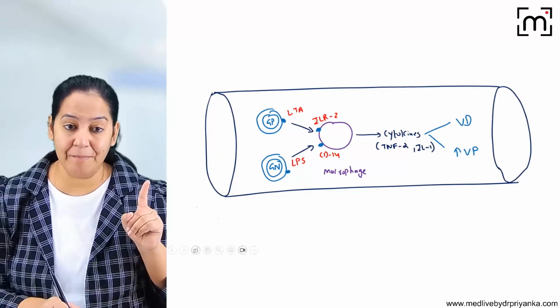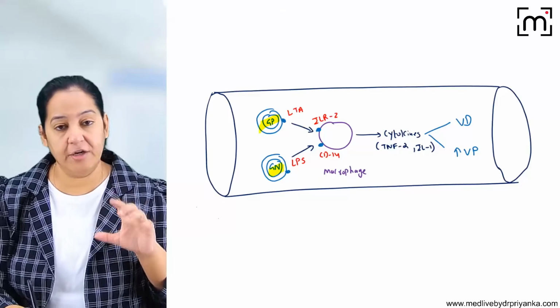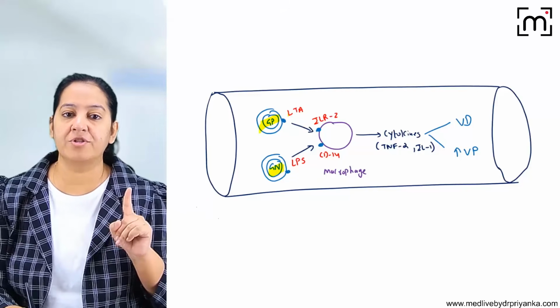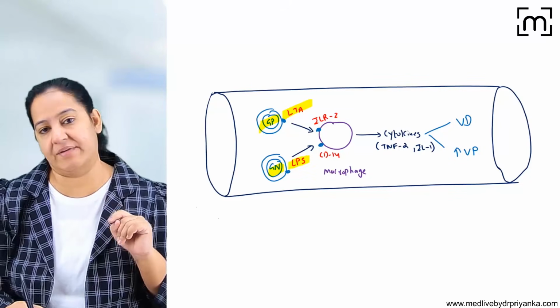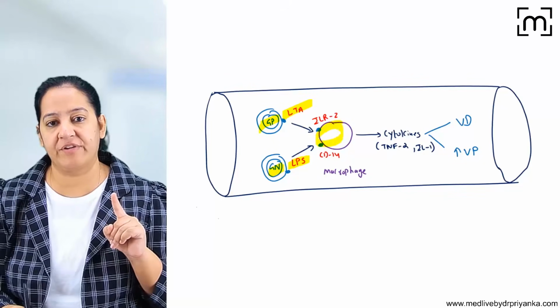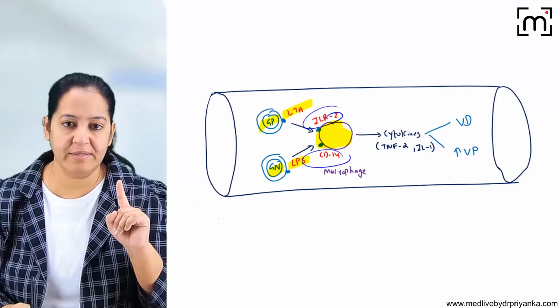So whether gram-positive bacteria or gram-negative bacteria, any bacteria entering the human blood: gram-positive bacteria have lipoteichoic acid in the cell wall, and gram-negative bacteria have lipopolysaccharide in the cell wall. They will stimulate the macrophage. Both of them stimulate the macrophage via different receptors, TLR2 and CD14.